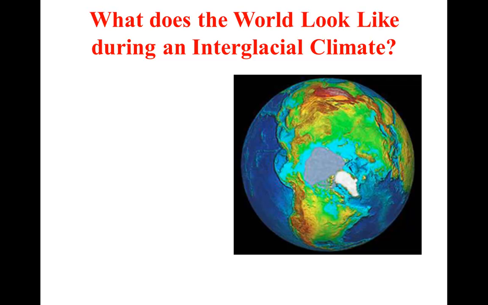This is what the world looks like during an interglacial climate. It's a world like today. Today we live in an interglacial climate. Temperature warm, greenhouse gases relatively high, and glaciers and ice sheets relatively small. That doesn't mean glaciers and ice sheets are completely gone. It's just that they're not as large as they are during a glacial climate.